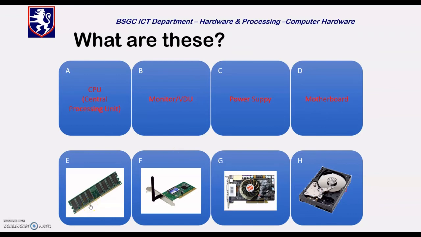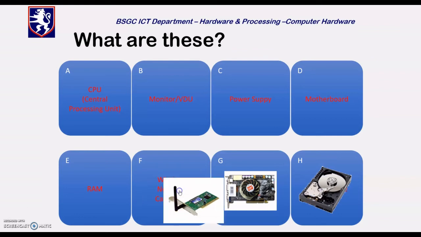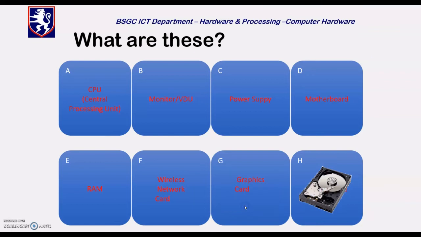E is RAM. F, now this should give you a clue because you can see this is an aerial, it's a wireless network card. G, hopefully this fan might give you a clue because it's quite high powered, is a graphics card. And H is a hard drive.